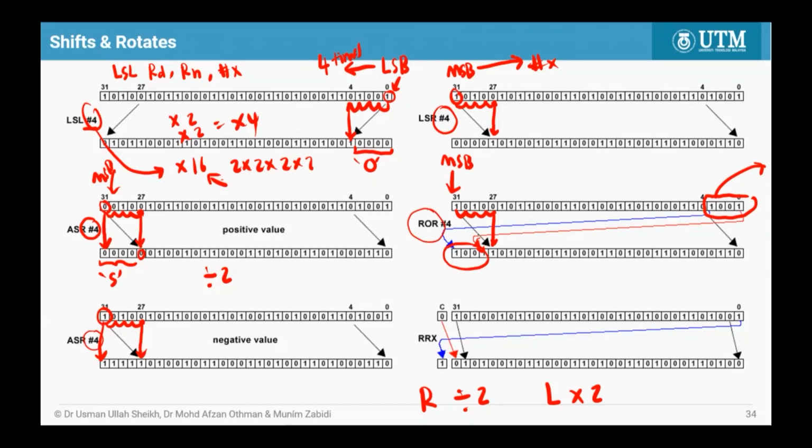And what about the RRX? RRX is another rotate, but with an extension. Now we see here, for example, RRX 1 means that you're going to rotate one time, and the incoming bit 31 value will come from your C flag, while bit 0 will go to your C flag. This is what happens every time you use RRX. You need to consider the value from the C flag becoming your bit 31, and the value from bit 0 will go to your C flag.